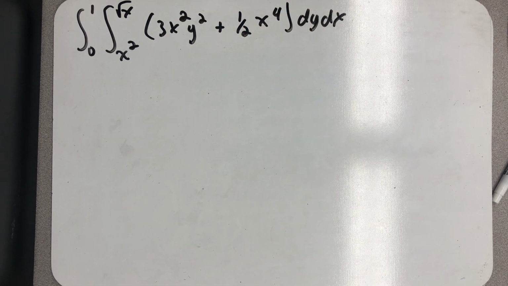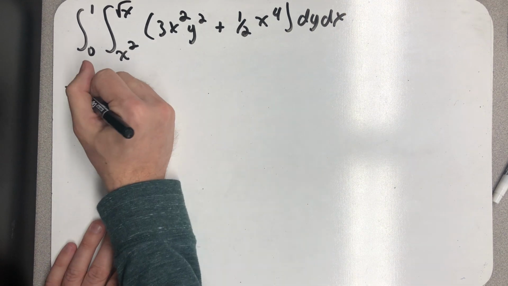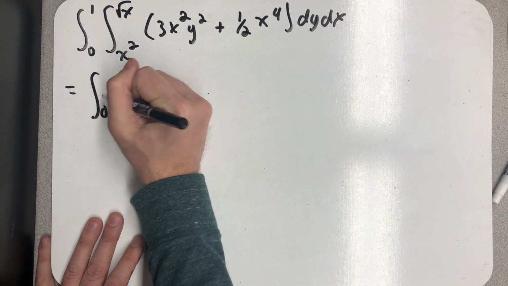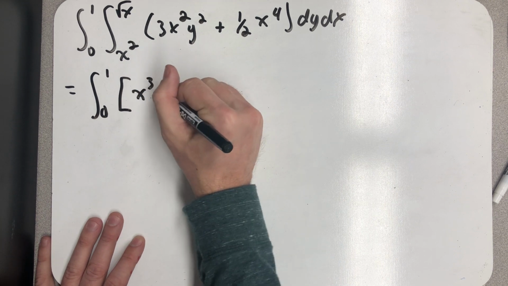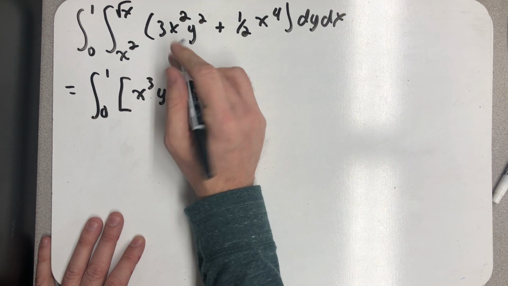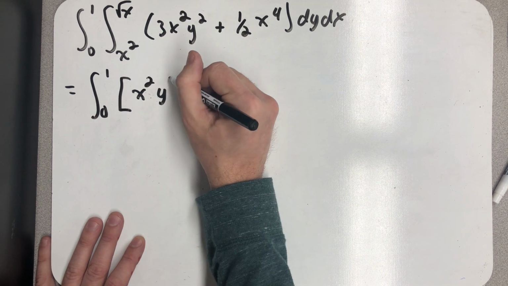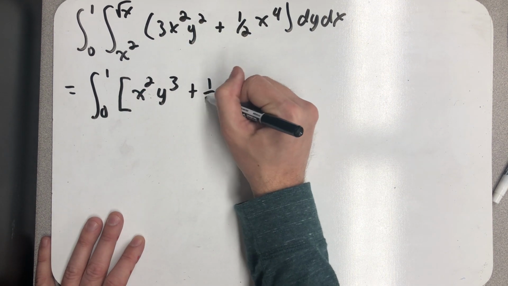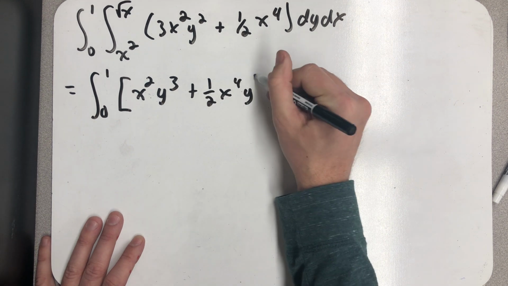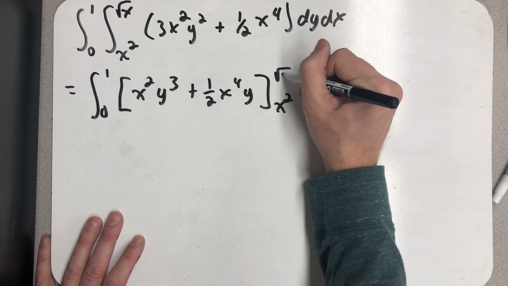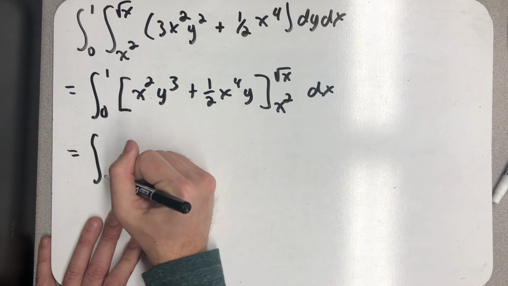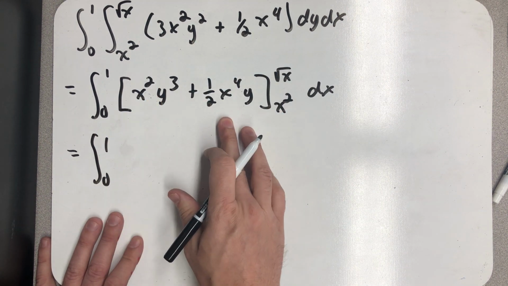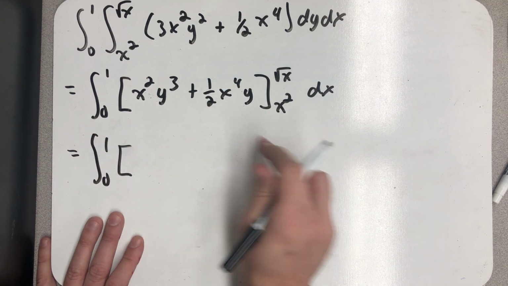All right, so now we just need to integrate. First with respect to y. Okay, well, an antiderivative here with respect to y would be x cubed y cubed. Excuse me, x squared. I lost track of that power. x squared y cubed plus 1/2 x to the 4th y. And then evaluated from x squared to root x. Still have that dx out there.